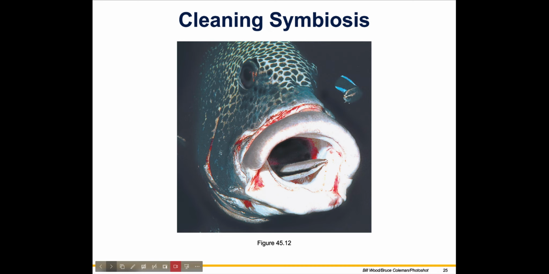Here's our cleaning symbiosis, where we have our cleaner wrasse. That's a little fish in the mouth of this grouper, removing parasites. It could just as easily eat that little cleaner wrasse, but the grouper is like, no, you know what? They're going to get rid of the parasites. I'm going to let them do that. We're both going to benefit.